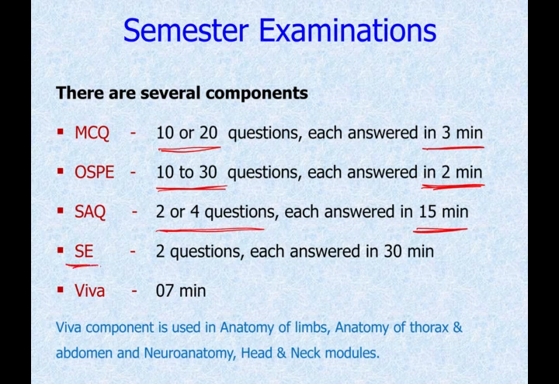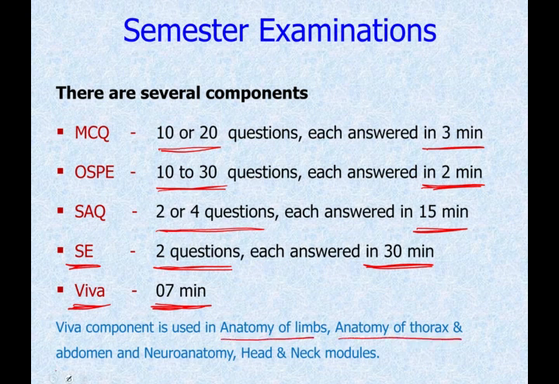Then you have essay questions, which are long questions, where you get 30 minutes to answer, about 2 questions from each module. The last one is the Viva component, which is about 7 minutes, where an examiner will question you verbally on certain things. Sometimes it is based on X-rays, maybe on prosected or dissected specimens. But the Viva component is not there in all the modules. It is there only in the Anatomy of Limbs, Anatomy of Thorax and Abdomen, and Neuroanatomy, Head and Neck modules. In the other 2 modules you don't have a Viva component.